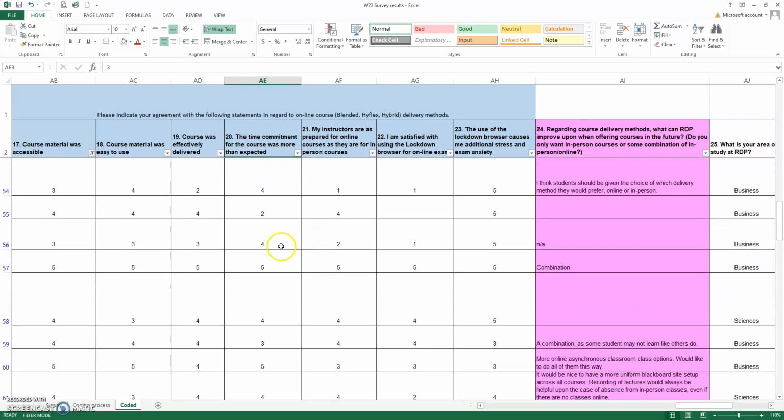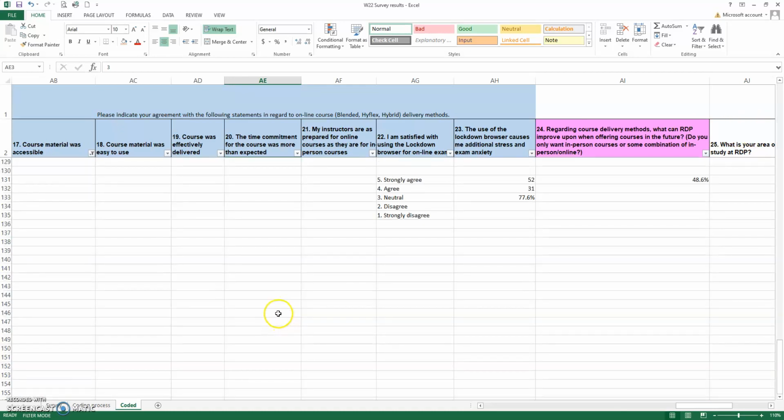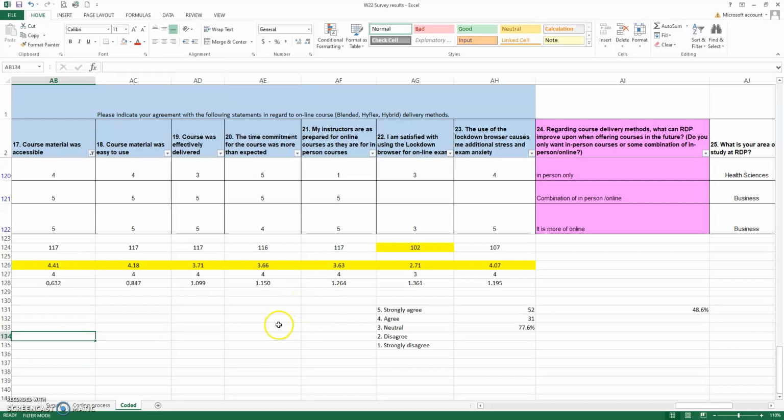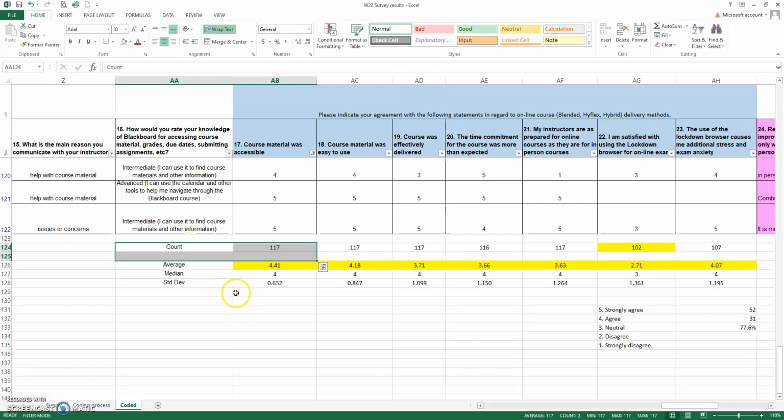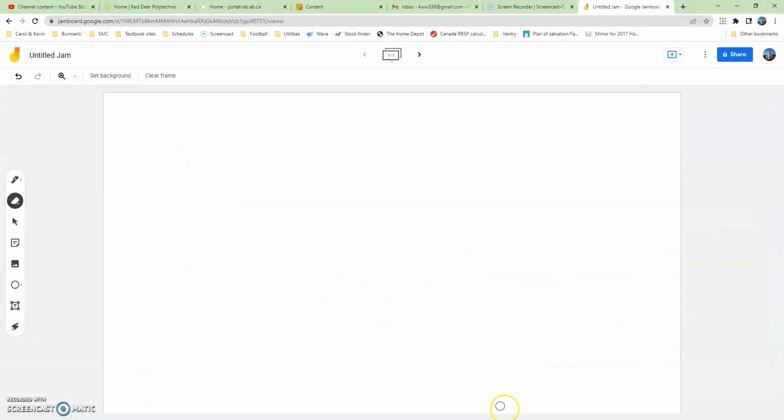So let's go down to the bottom. You may have some of this. I've calculated the count, average, median, standard deviation for these 7 questions. You can do the same thing for questions 7 through 11 as well. Let's go to a Jamboard here, and we're going to just explain the correlation test.